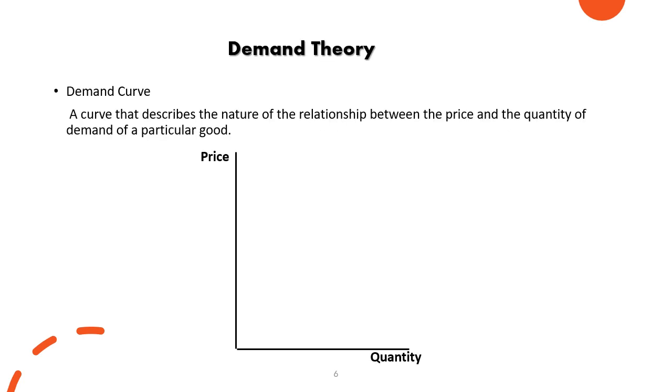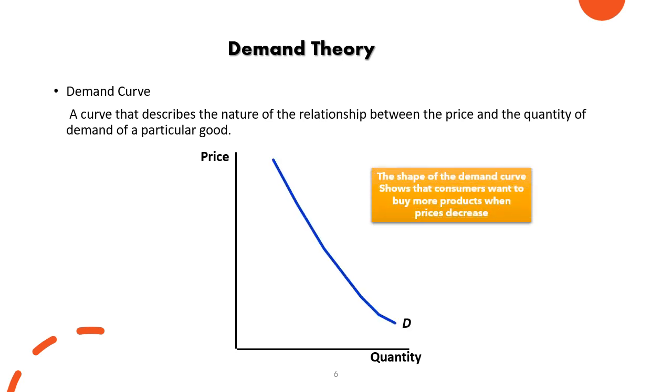Okay, so now we learn about the demand curve, which is a curve that describes the nature of the relationship between the price and the quantity of demand of a particular good. You see the shape of the demand curve shows that consumers want to buy more products when prices decrease. As you can see here, when the quantity increases, the price is decreasing.